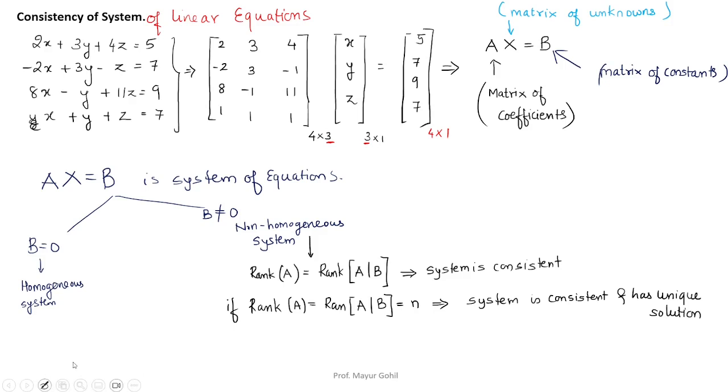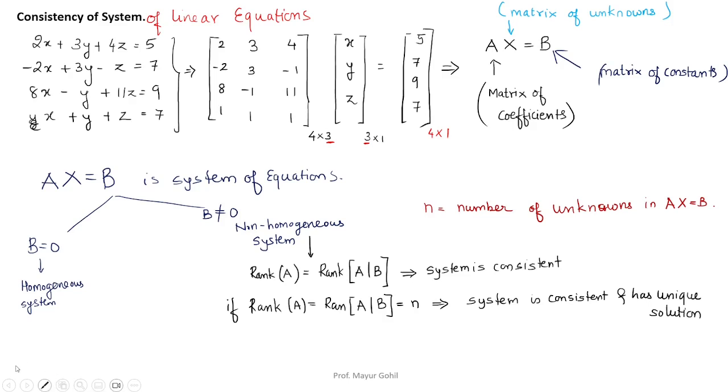N is going to be, I'll put here with this color. Here n is the number of unknowns. All throughout in a system of equations, n is the number of unknowns in Ax equal to b. Okay, if this is so, then the system has a unique solution.